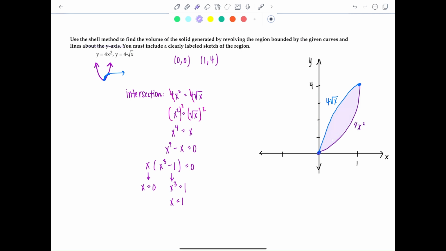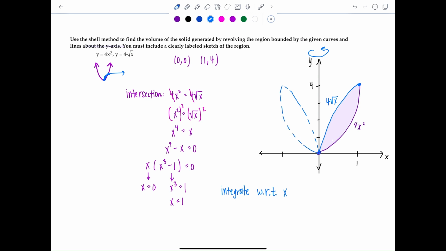So if we're spinning around the y-axis and we're peeling parallel to the axis of revolution, right? You're spinning this way, we're peeling this way, we're going to integrate with respect to x. Integrate with respect to x. All right, let me draw what the region's going to look like on the other side so we can kind of get our solid going.